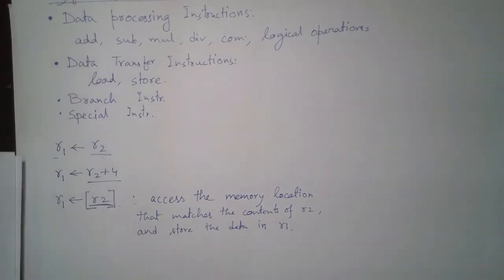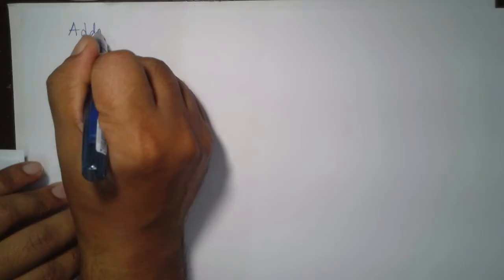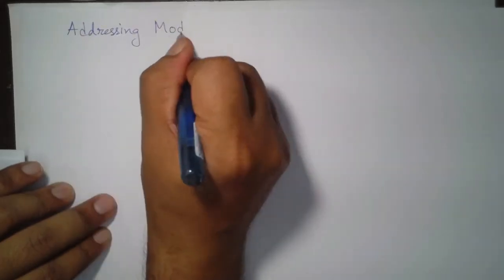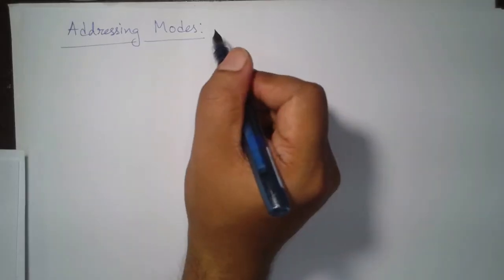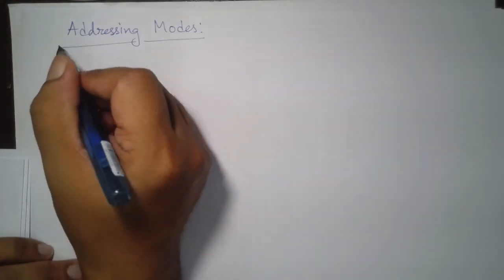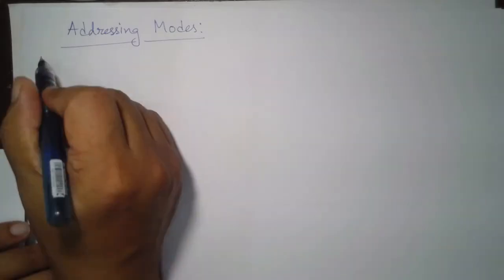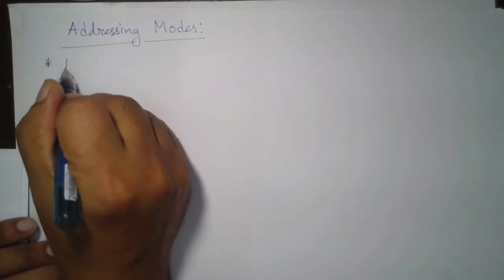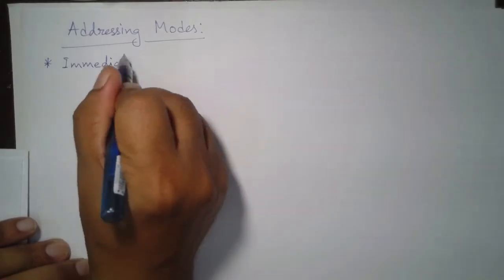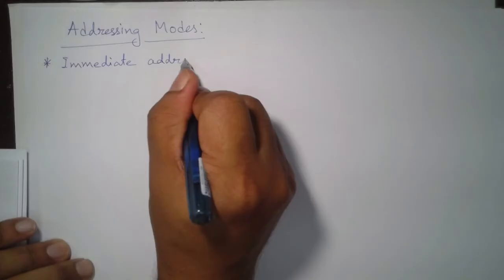So, let us come to addressing modes and discuss what are the possible addressing modes we can think of. This is also very important, and the ISA specifies what kind of addressing mode the machine can handle. The first addressing mode we will talk about is called immediate addressing mode. As the name suggests, in immediate addressing mode, the address is specified by some immediate value.